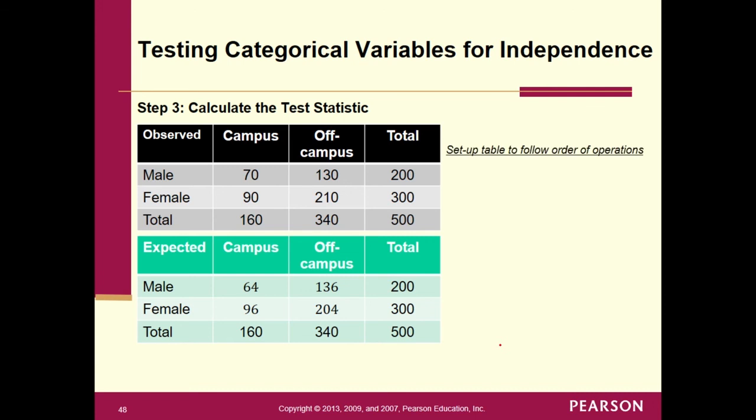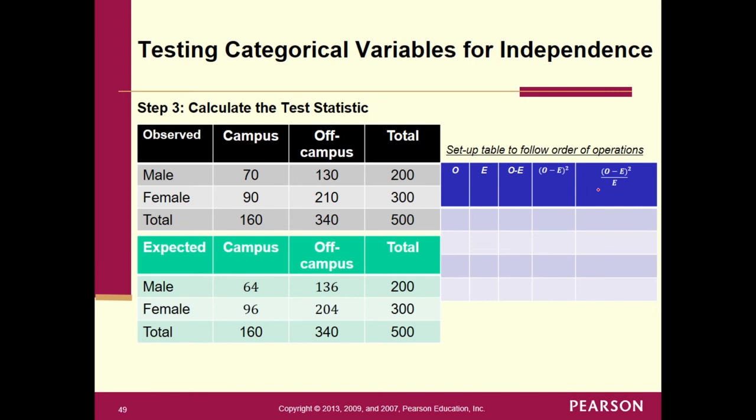And remember, we're just going to follow the order of operations. So we're going to set up a table that simply follows the order of operations. So what does it say to do? It says take your O's minus the E's and square. That's the first thing you have to do: take each one of your O's and subtract off its corresponding E, because that's in parentheses. Then we square all of them. And then we take those numbers and divide by the expected cell counts. And then in the end, what do we do? Add. That's usually what happens with the test statistic. So notice I set up a table that follows that exact order of operations.